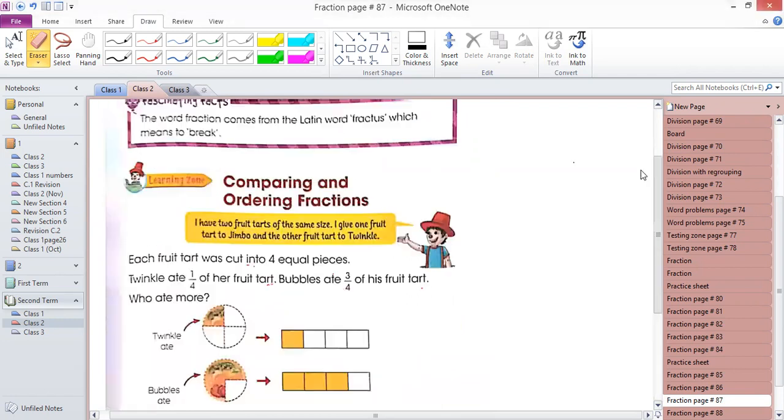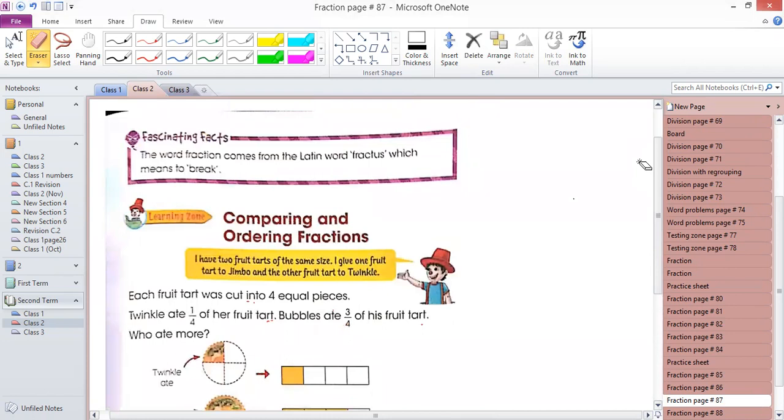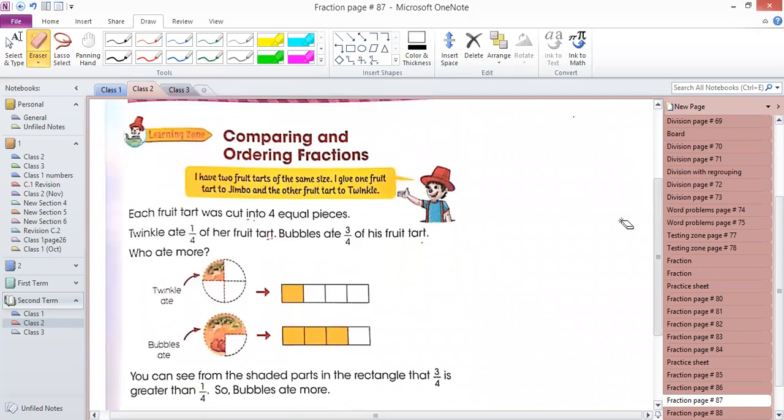So now open your book, page number 87. Open page number 87 of your book, guys. Did you open page number 87, guys? Yes, sir. Very good. I'll take one of the students who will read comparing and ordering fractions.